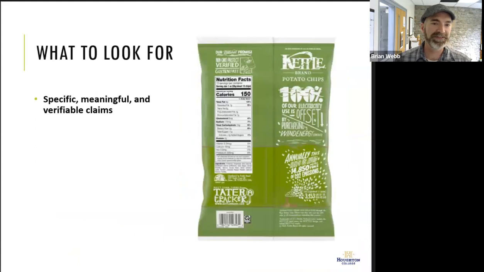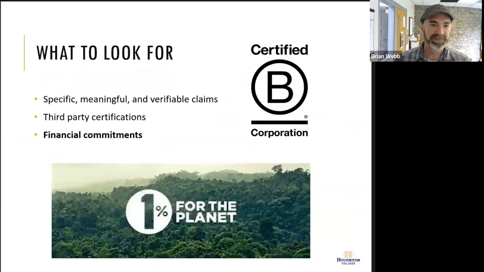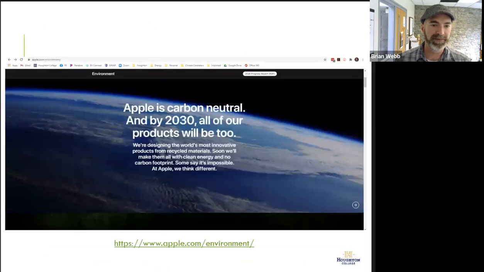I'm going to skip through these last green consumption tips. There's a variety of different tips and benefits. Look for labels like these. These are good. Look for prominent placement on a website.